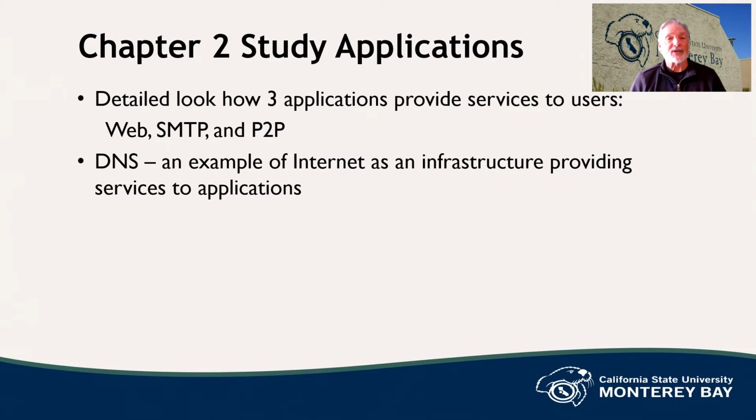The other application we will study, the domain name system, or DNS, is an example of the internet as an infrastructure providing services to another application. Although users make use of DNS, it is more a supporting application, as it is needed by other applications for translating host names to IP addresses. Hence, it is part of the infrastructure and the platform the internet provides.